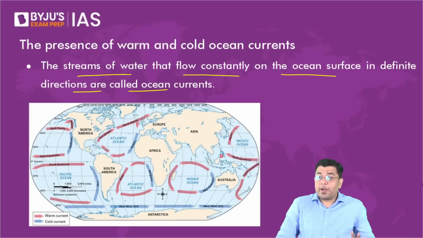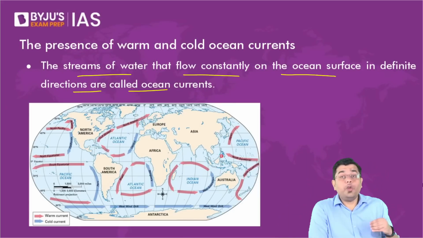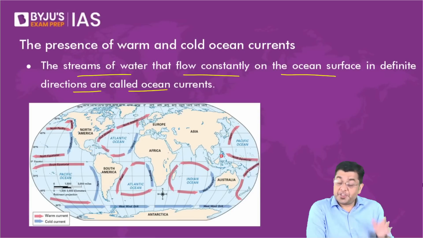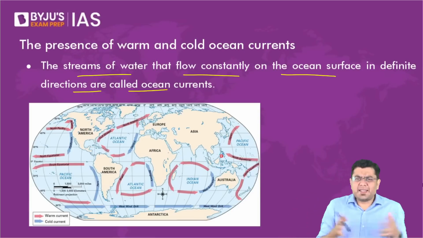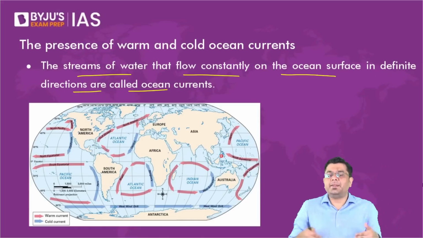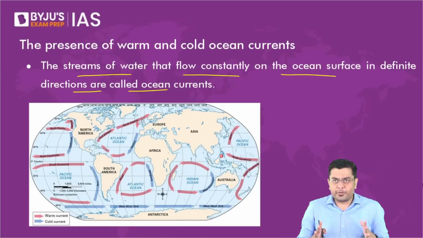So the red arrows that you see, these are your warm ocean currents, which are warmer than the surrounding water. And the blue arrows that you see, these are the cold ocean currents, which are colder than the surrounding water. It is just like how you have advection in the case of the winds; these play a similar role in the case of the oceanic waters as well.